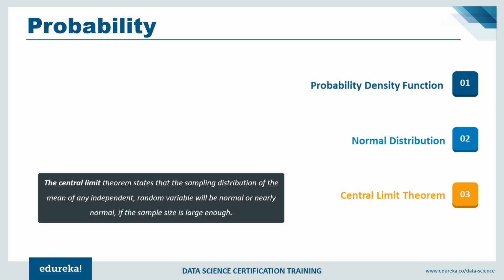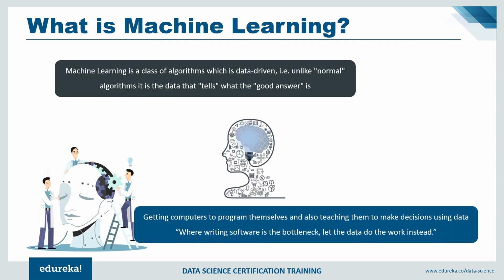So let's move on to the next part of data science learning, the learning path, which is machine learning. Let's understand what exactly machine learning is. Machine learning is an application of artificial intelligence that provides systems the ability to automatically learn and improve from experience without being explicitly programmed. It means getting computers to program themselves and teaching them to make decisions using data, where writing software is a bottleneck, so let the data do the work instead.